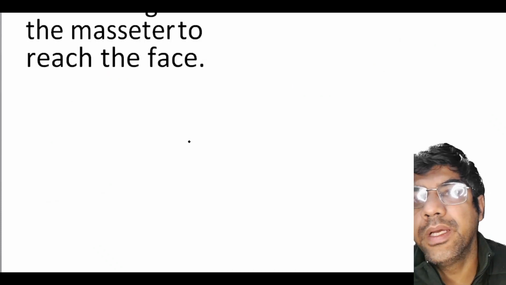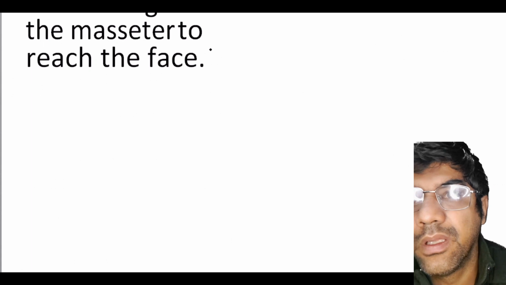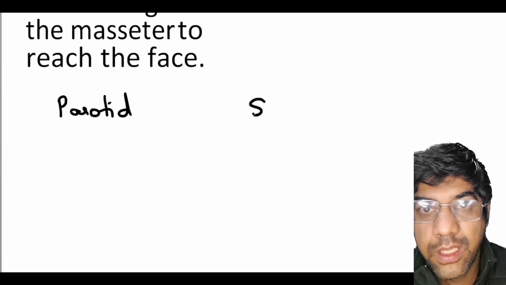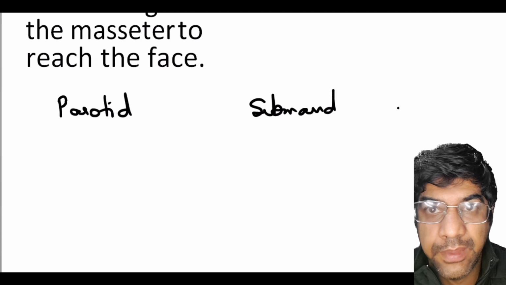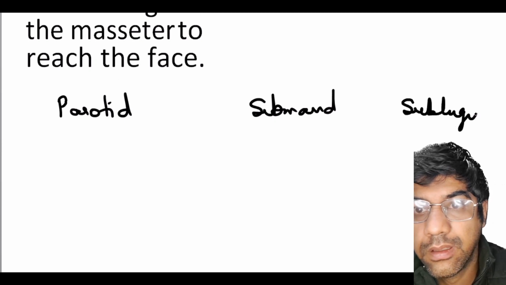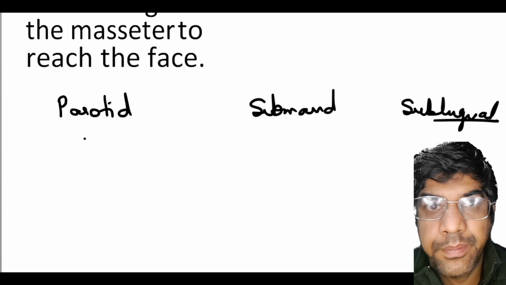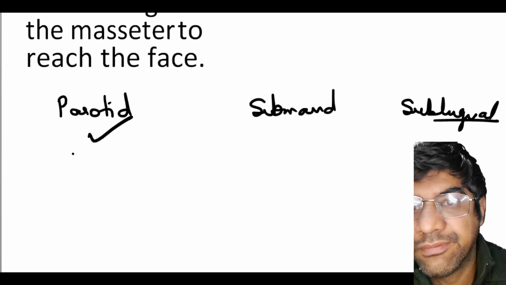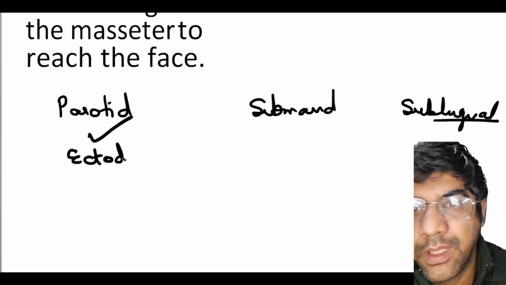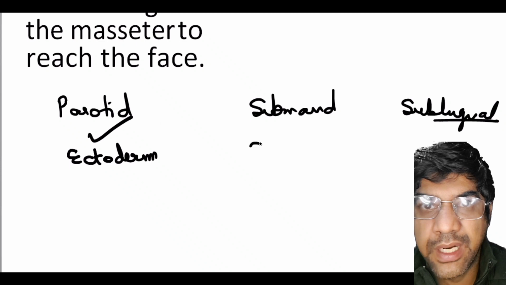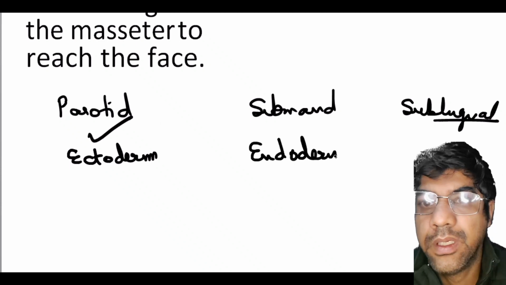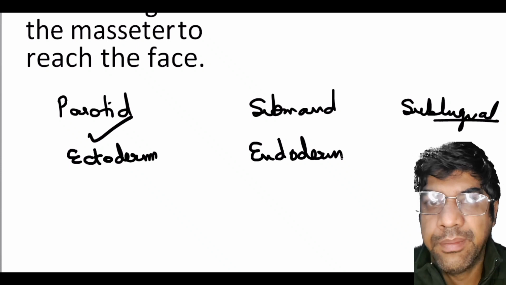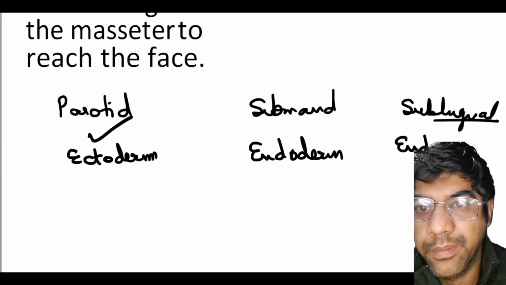Now let us compare the three types of glands. One is the parotid gland, the other is the submandibular, and the third is the sublingual gland. So which one is the largest? It is the parotid gland, right? The parotid gland is derived from ectoderm. The submandibular is derived from endoderm, and the sublingual is derived from endoderm.